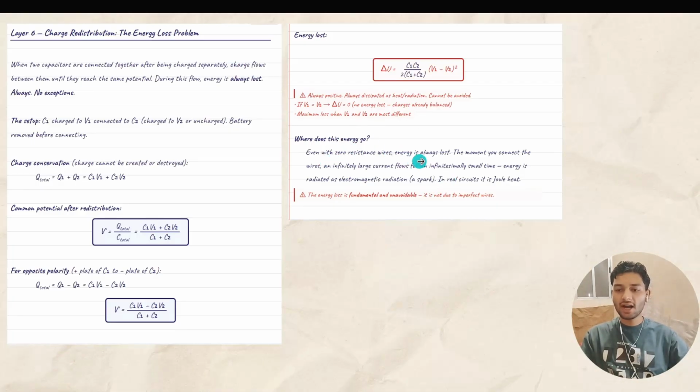Even with zero resistance wires, energy is always lost. The moment you connect the wire, an infinitely large current flows for an infinitely small time, and energy is radiated as electromagnetic radiation. A spark in a real circuit, it is joule heat. So where does this extra energy go from the circuit or the capacitor? So basically, it is lost with the help of electromagnetic radiation. So we are not dissipating the energy in the form of heat this time, we are radiating it in the form of electromagnetic radiation to balance out the energy. So the energy loss is fundamental and unavoidable, it is not due to imperfect wires. This is because of balancing and making the circuit overall work.